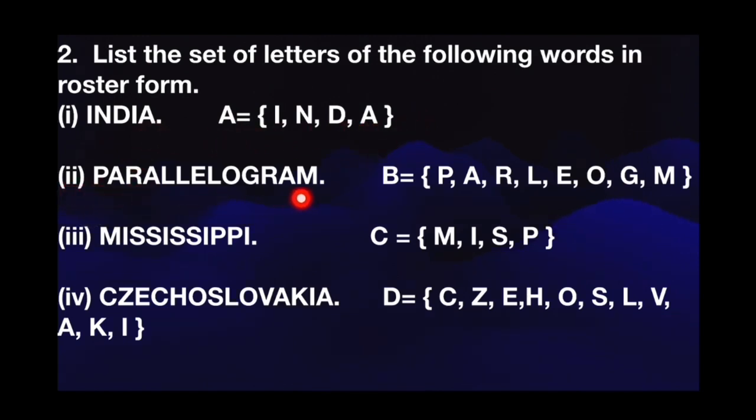Similarly for parallelogram, I will name it as B and list out all the letters, alphabets, and we should not repeat any alphabet. Mississippi, C is equal to M, I, S, P. That's all. Czechoslovakia, D is equal to C, Z, E, H, O, S, L, V, A, K, I. We should not repeat any elements.